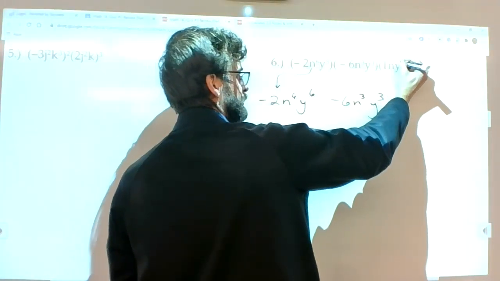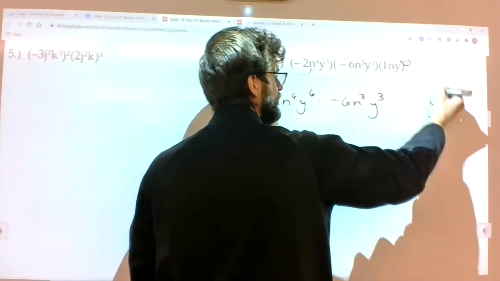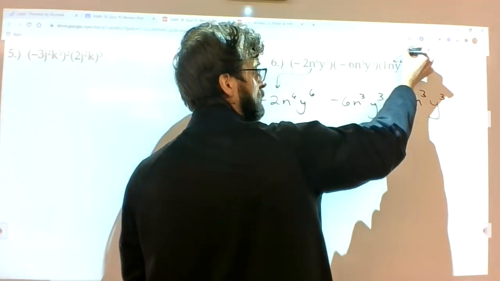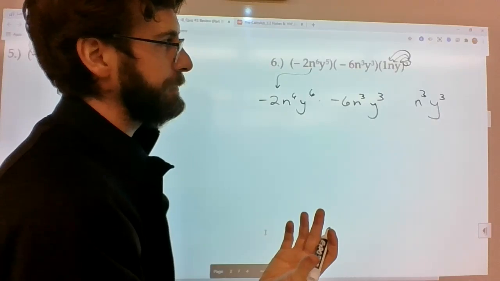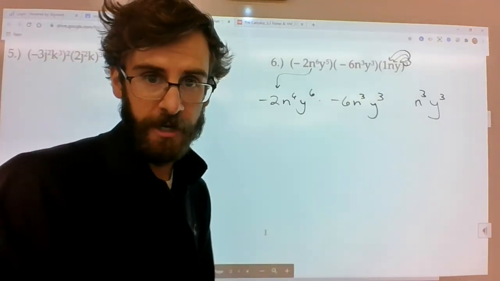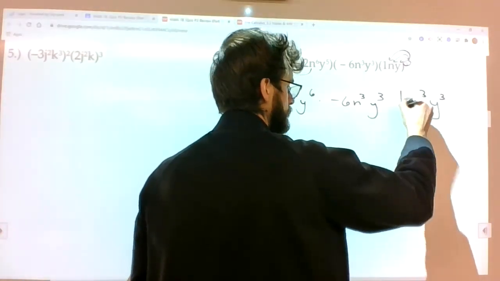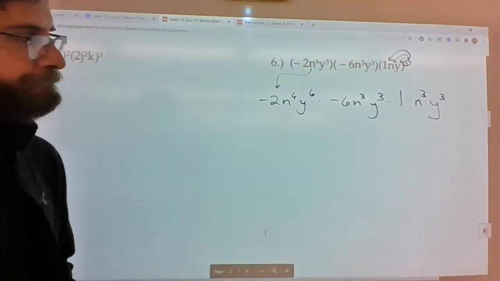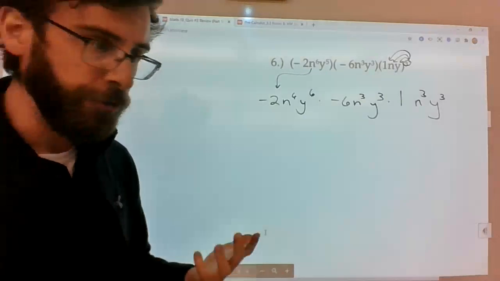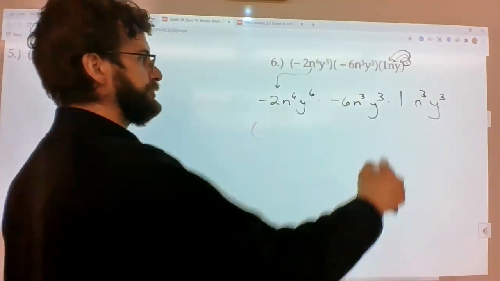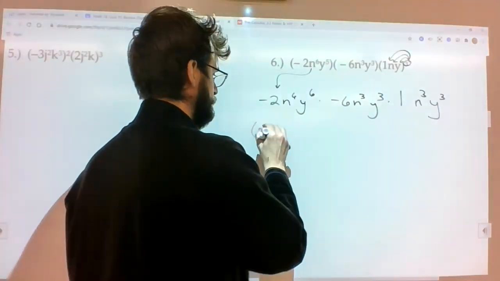So the y gets the 3, the n gets the 3, and then the 1 gets multiplied by itself 3 times. It's not 1 times 3. It's 1 times 1 times 1. All right, now we can regroup if we want to. So it's going to be, in my first group, negative 2 times negative 6 times 1.